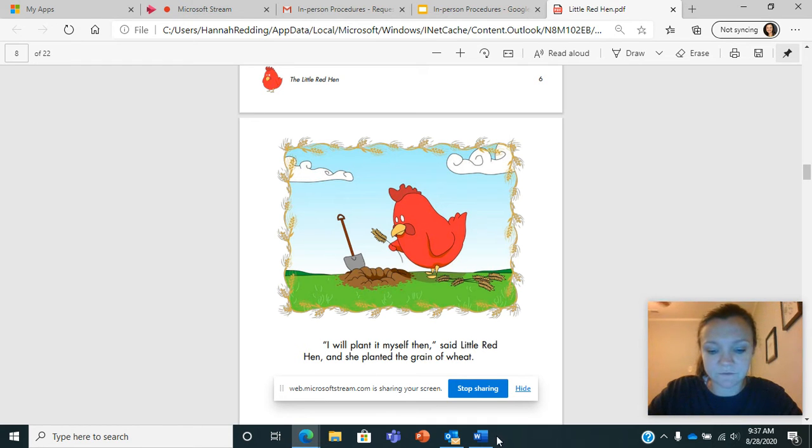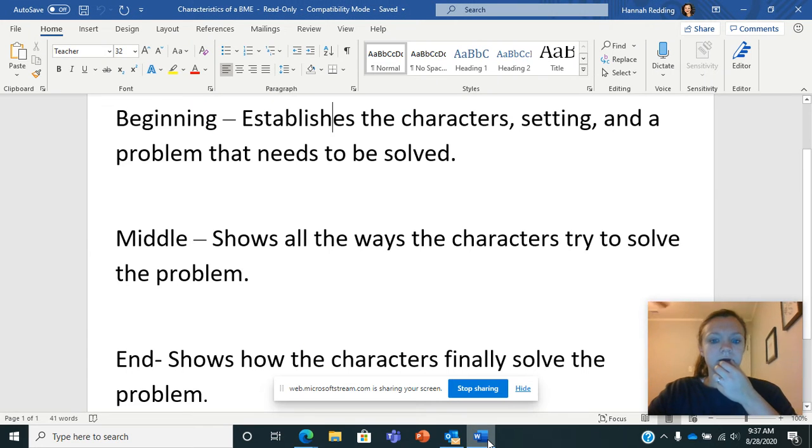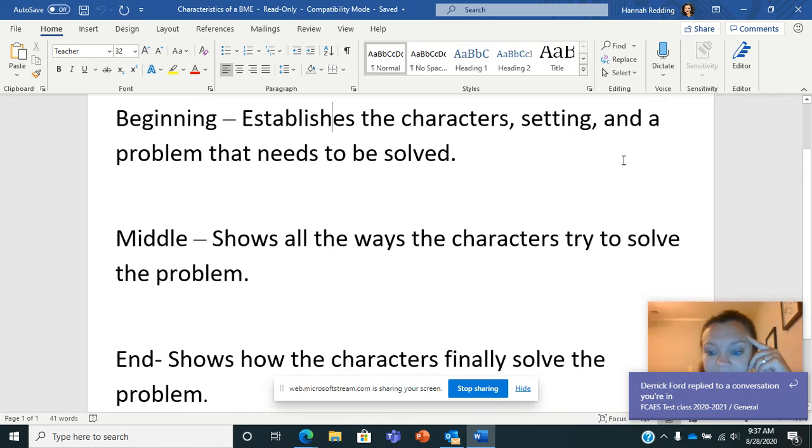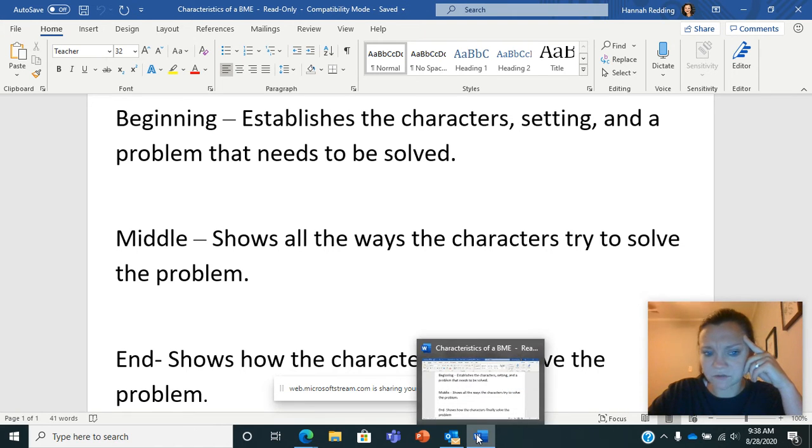Let's look back at our chart for a second. So we found out in the beginning who the characters were. The setting, remember, is where it takes place. What is the setting? Where is Little Hen? Good, she's on a farm. But the third thing in the beginning that we're learning is a problem that needs to be solved. Is there a problem in our story so far?